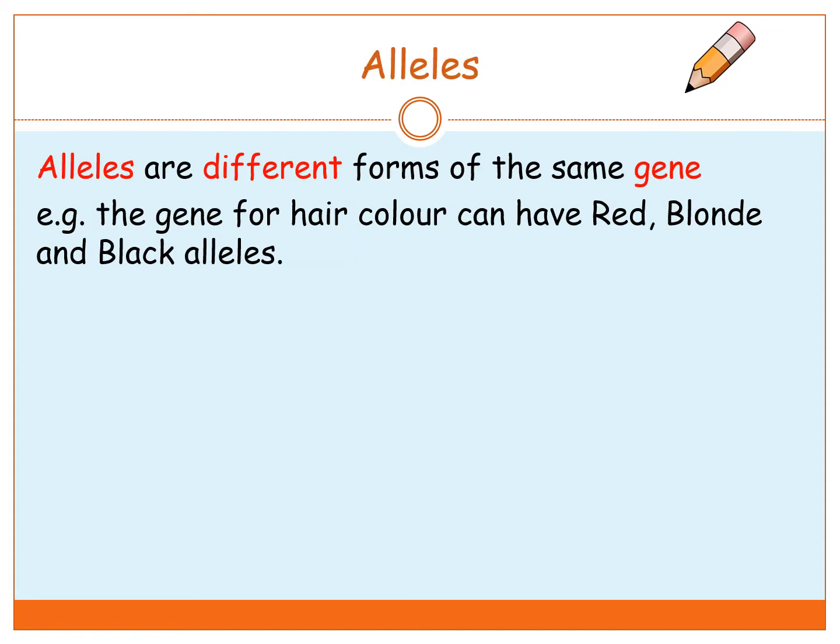You need to make sure you make a note and learn the definition of the word allele. Alleles are different forms of the same gene. So, for example, the gene of hair color can be red, it can be blonde, it can be black. A common question is, what are the different forms of a gene? And your answer to that would be allele. So make sure you learn this definition. It comes up over and over again.